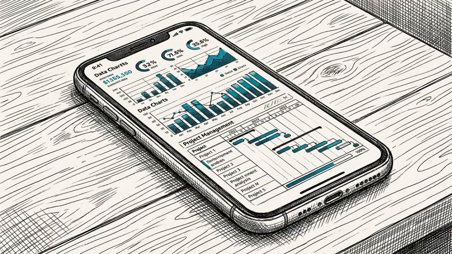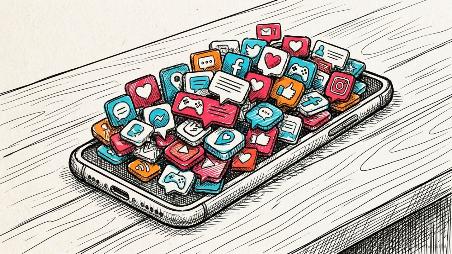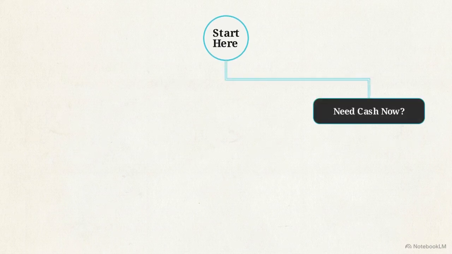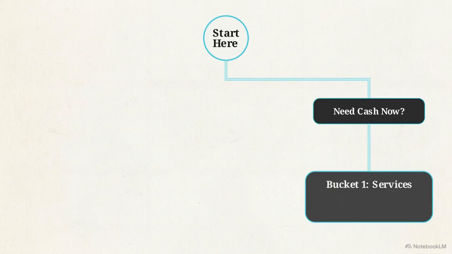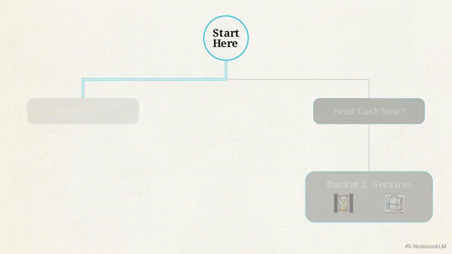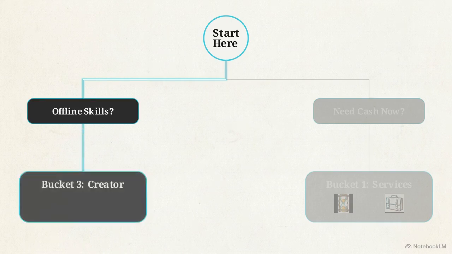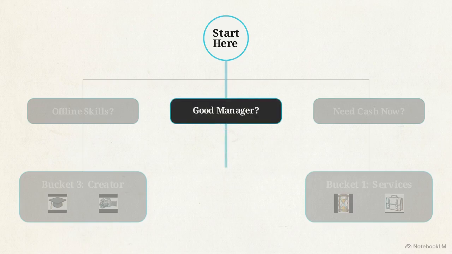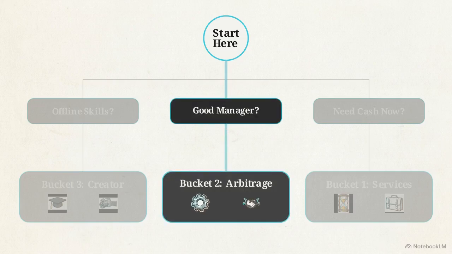A smartphone provides more than enough processing power to manage a business, but the interface itself is designed for distraction. Succeeding with a mobile-only setup requires a disciplined, singular focus. This decision tree maps out exactly where you need to start. If you have zero capital and need cash this month, follow the path to Bucket 1. Trade your time for money until you can afford to upgrade your hardware. If you already know a subject deeply, follow the path to Bucket 3 to package your expertise globally. Prefer organizing systems over technical work? Follow the path to Bucket 2.